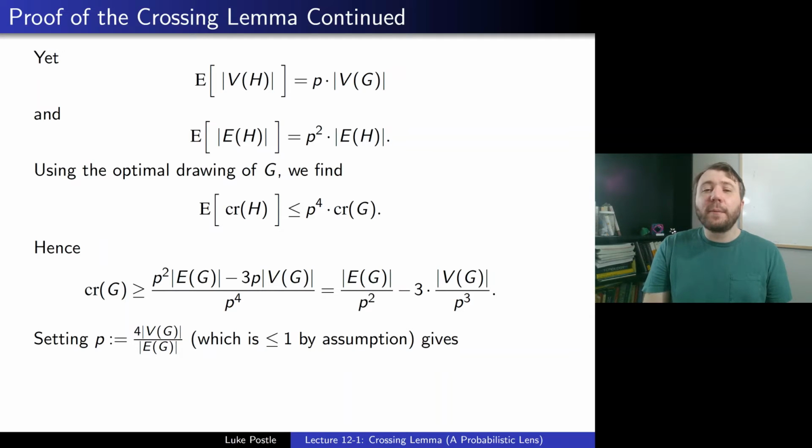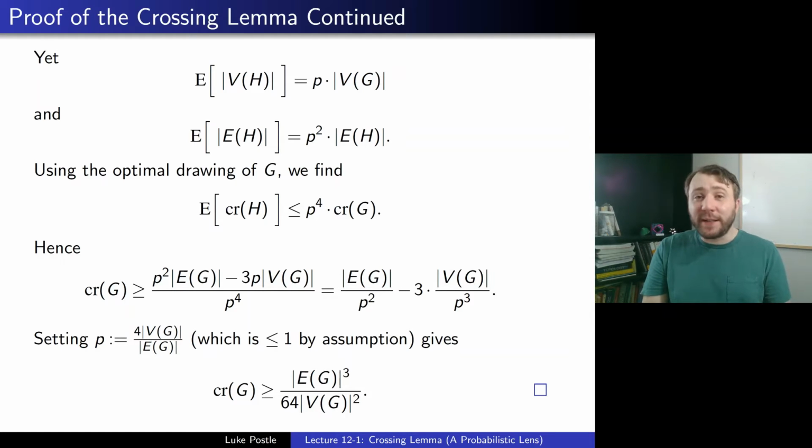And then if you just plug that in, you'll end up getting an e cubed and a v squared on the bottom for each term. And you'll get a 16th minus 3 64ths, which will be a 64th. So you'll get that the crossing number is at least e cubed over 64 v squared, as desired. So this is quite a nice proof.